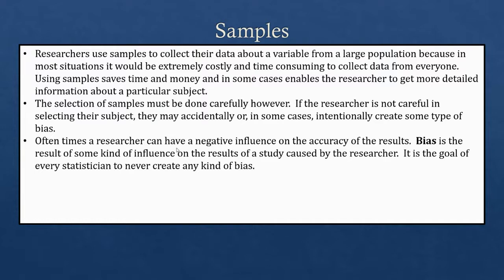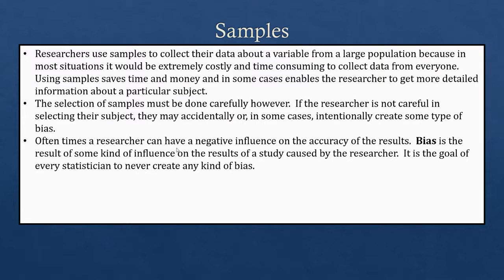Bias is the result of some kind of influence on the results of a study caused by the researcher, whether it's intentional or not. If you, as the researcher, input some kind of influence, then your data is automatically corrupted and we can't necessarily trust it. It's the goal of every statistician to never create any kind of bias. There are certain things as a researcher we can do to help prevent those sources of bias.